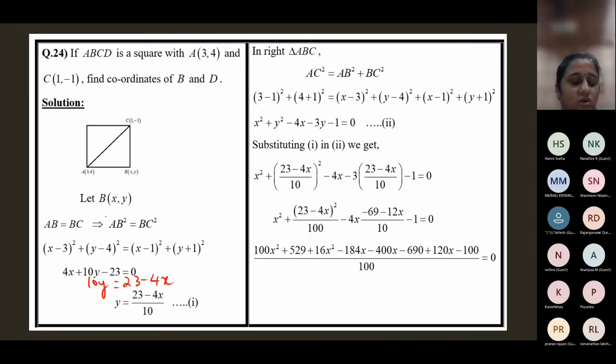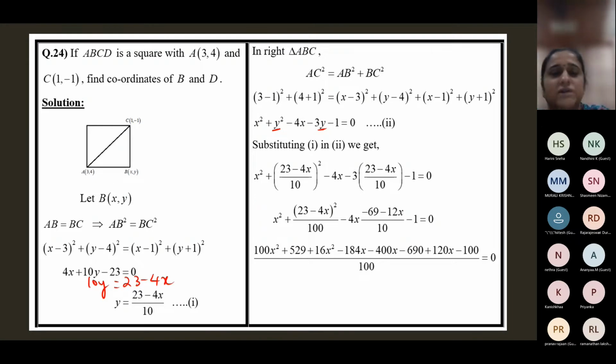Very sorry, children. So continuing, we work 10y is equal to 23 minus 4x, y is equal to 23 minus 4x by 10. Now we apply this in the second equation. We substitute 1 and 2. So wherever there is y, we use 23 minus 4x by 10.